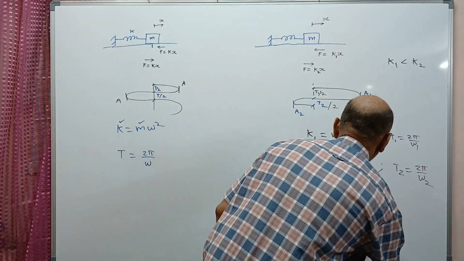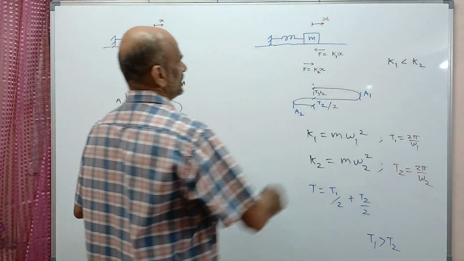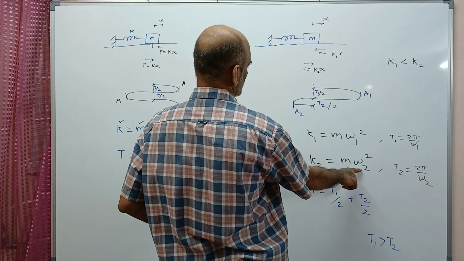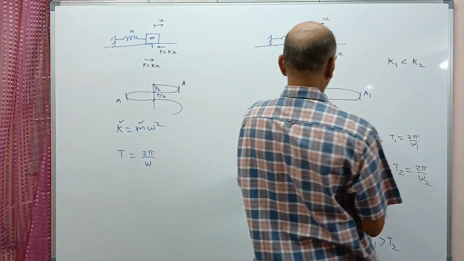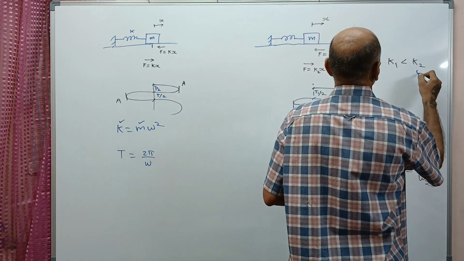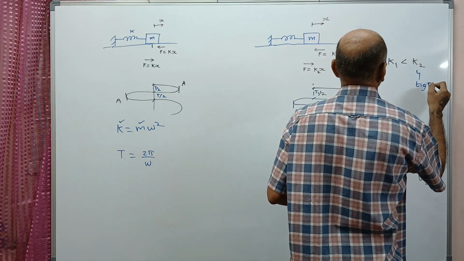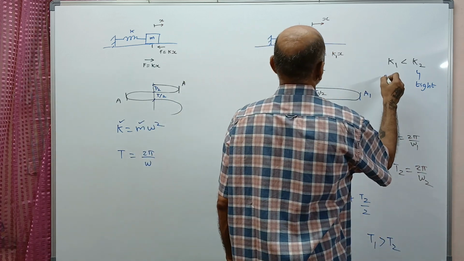So we also have T1 greater than T2. T2 is more, so omega 2 is more, so T2 is less. K2 is more means this spring is a tight spring, meaning I need a larger force to compress it. K1 is small, it means it's a loose spring.